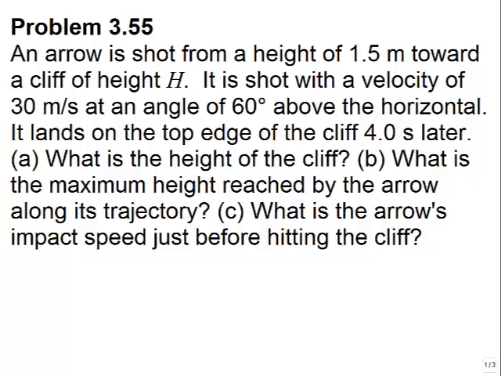An arrow is shot from a height of 1.5 meters toward a cliff of height h. It is shot with a velocity of 30 meters per second at an angle of 60 degrees above the horizontal. It lands on the top edge of a cliff 4.0 seconds later.